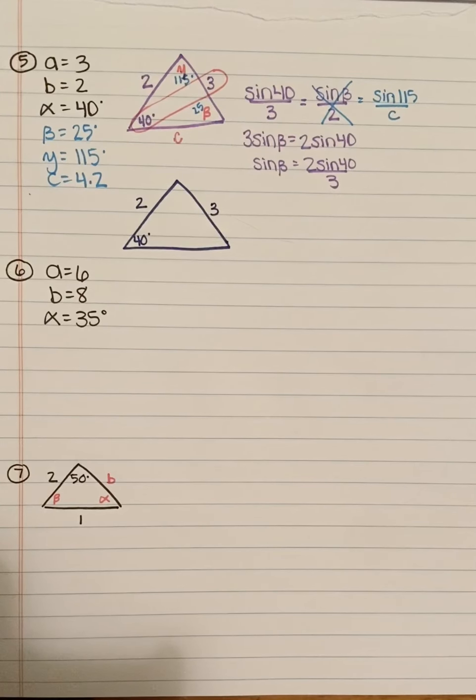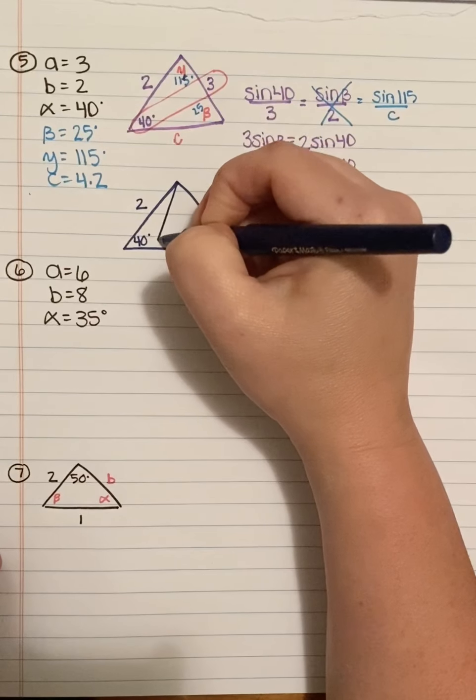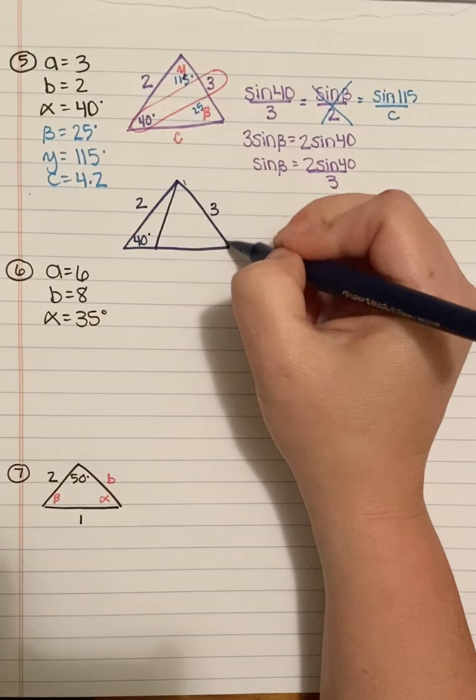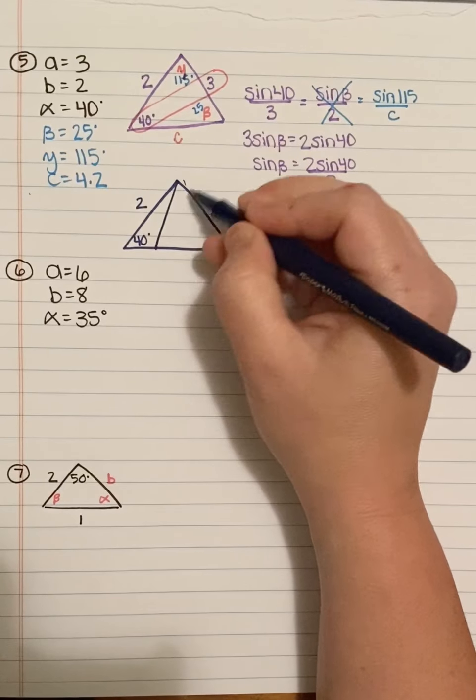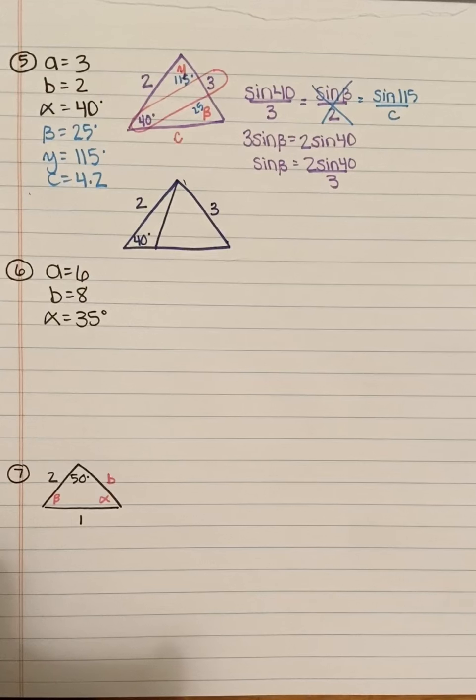Now, let's check to see if we have an extra triangle. The first thing we're going to do to see if we have another triangle is to make this triangle isosceles. Now, when I say isosceles, I'm talking about this triangle right here. So, if this side is 3, then this side right here, let me change color so you can see this a little bit better, must also be 3.